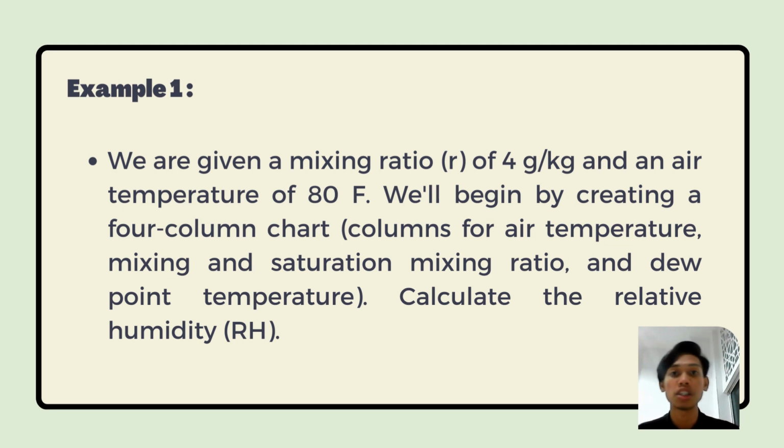So example number 1: we are given a mixing ratio of 4 gram per kilogram and an air temperature of 80 Fahrenheit. We'll begin by creating a 4-column chart: columns for the air temperature, mixing ratio, saturation mixing ratio, and dew point temperature. The question is to calculate the relative humidity, which is RH.